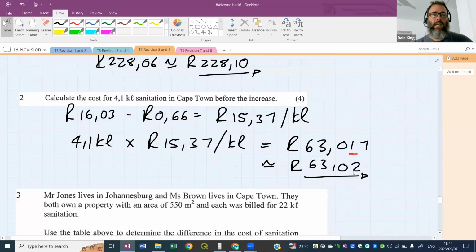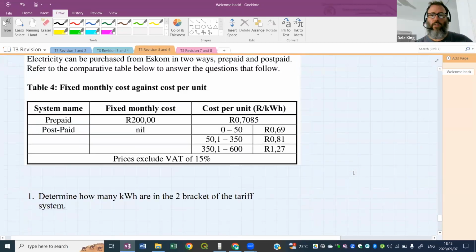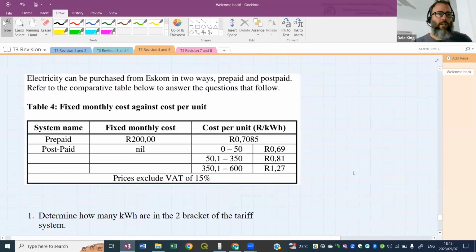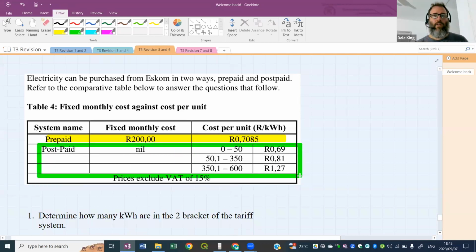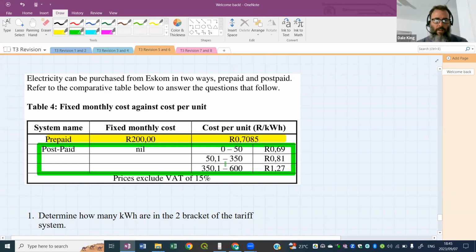All right. Let's move on to a new one, guys. I've got more for you. Here we go. Electricity can be purchased from Eskom in two ways. We know this is a fact: prepaid and postpaid. Refer to the comparative table below to answer the questions that follow. So there's two ways you can pay: prepaid or postpaid. So there's prepaid here. There's the prepaid one, and postpaid is underneath it there. So this whole table here is postpaid. And we can see a tariff system for the postpaid payments.